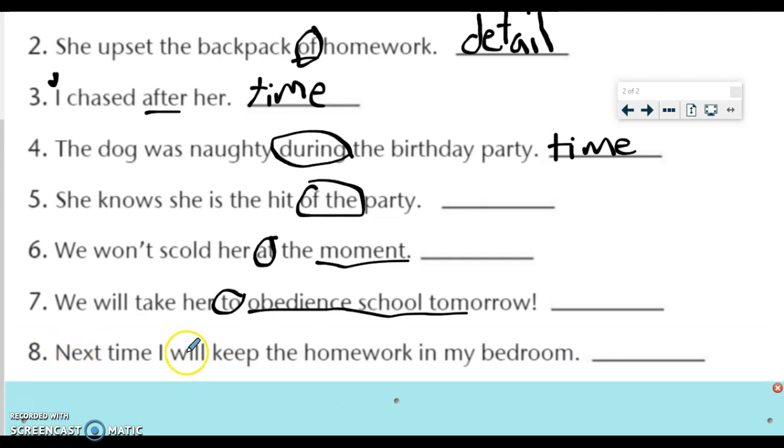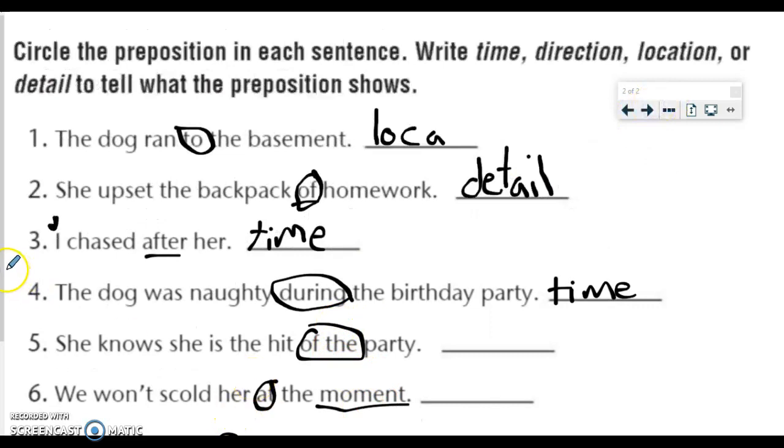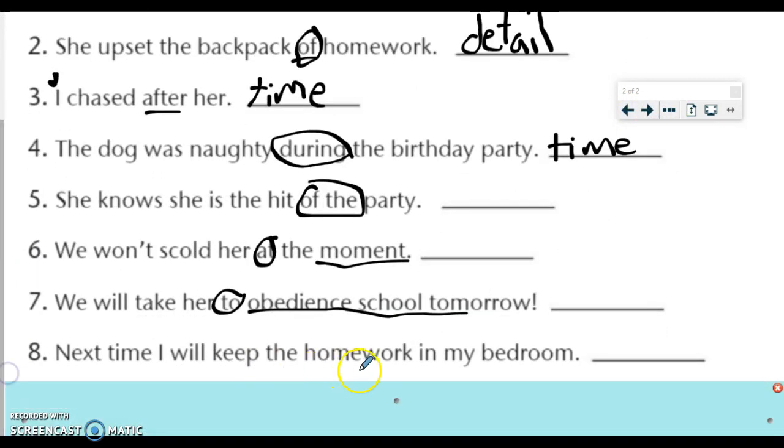Number 8, next time I will keep the homework in my bedroom. Another common preposition is "in." So you would then again highlight, underline, whatever you need to do, for the word "in." And what kind of one is that? Is it location, time, direction, or a detail? Again, it's a location because the location that you're in is the bedroom. So you're going to write location on the line.